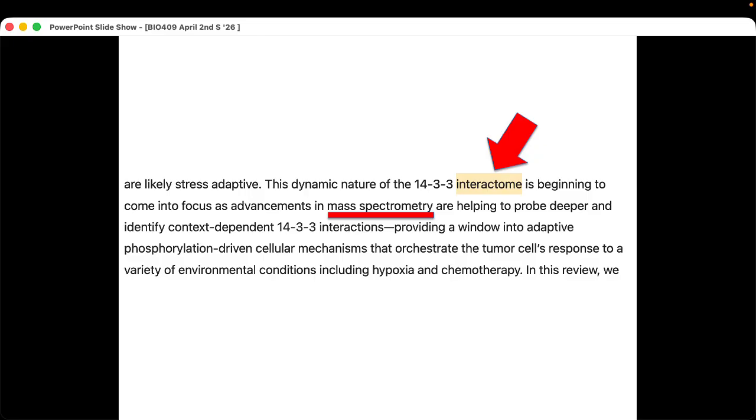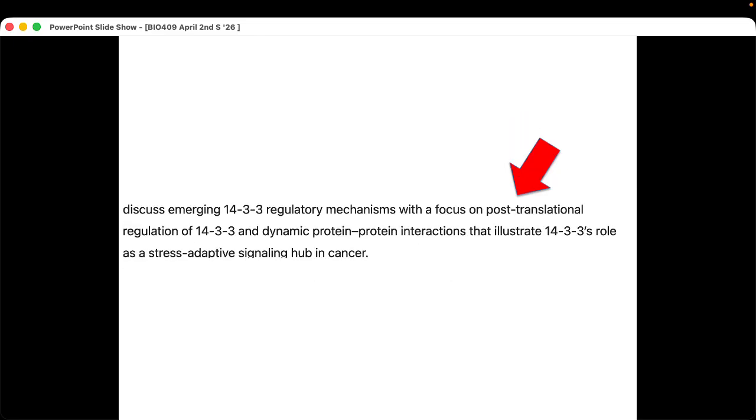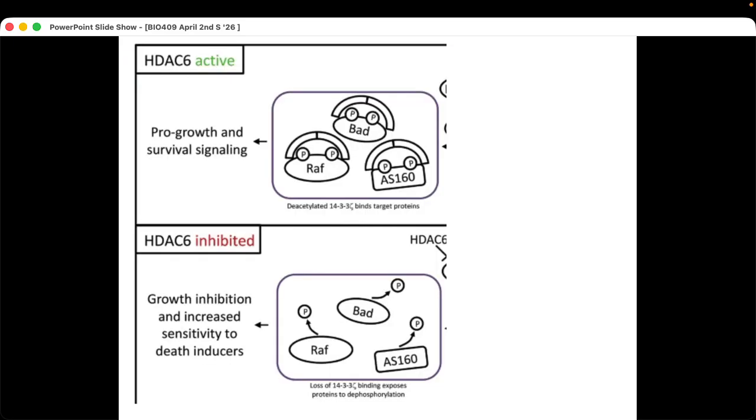Can we find them all? Like that, okay? And that's an example of this post-translational regulation. So that's what that is about, okay?